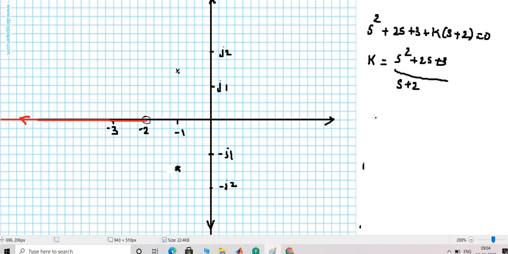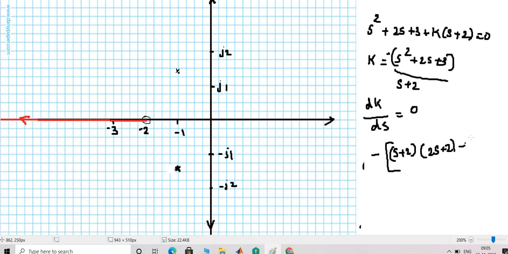Now in order to check whether there is any actual breakaway point or break-in point, we have to find the equation dk by ds equal to 0. So find the first derivative of k with respect to s. So k is equal to minus of s square plus 2s plus 3 by s plus 2. Now dk by ds, for that, minus of s plus 2 into 2s plus 2 minus s square plus 2s plus 3, divided by s plus 2 whole square, which is equal to 0.